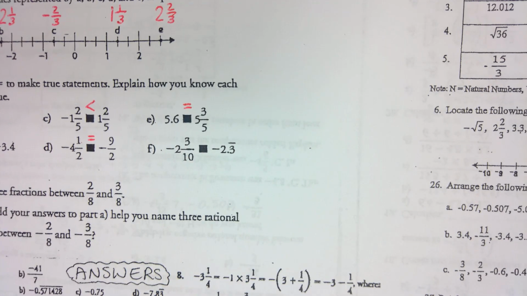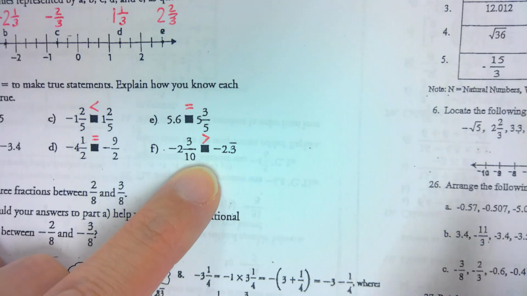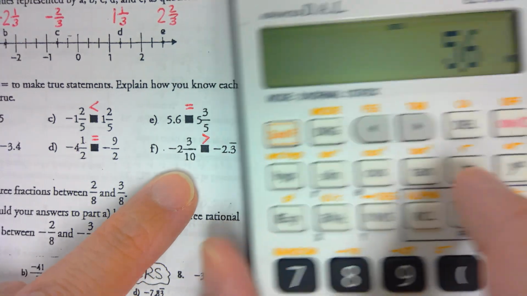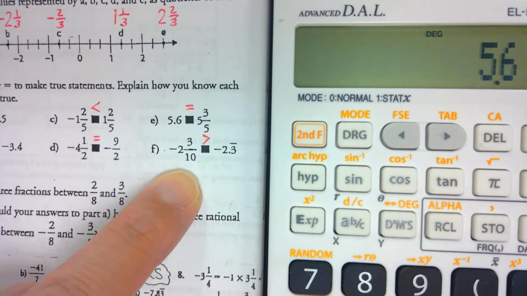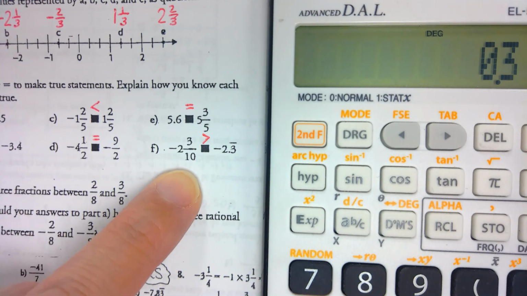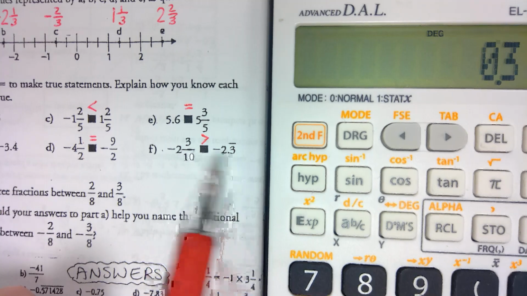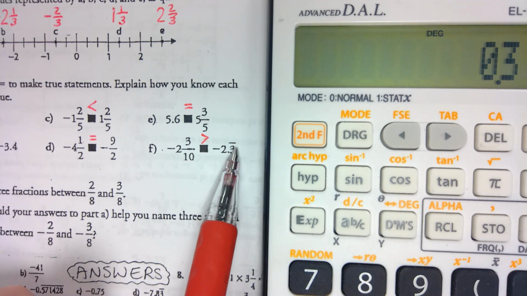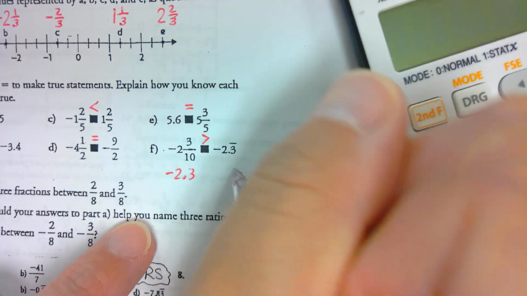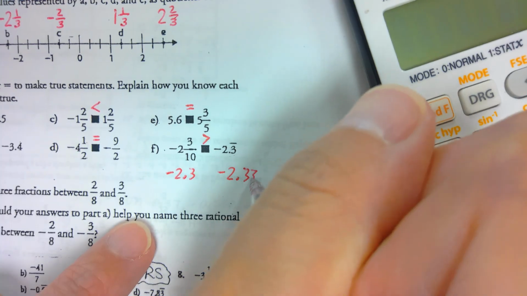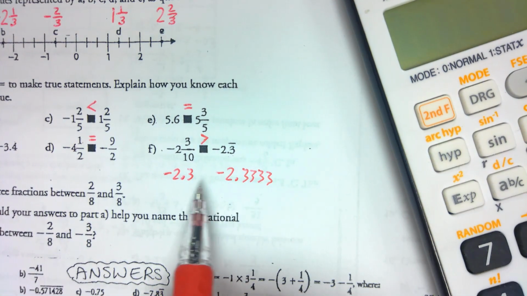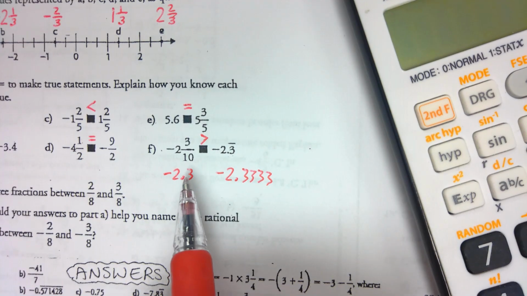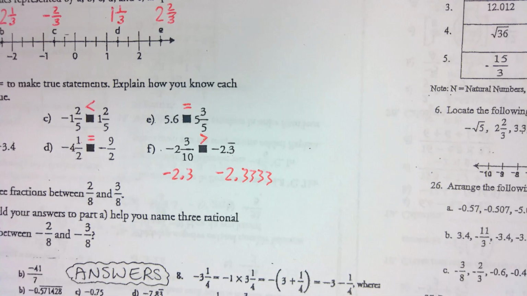F is tricky. Sophia. Greater than. Okay, this is actually very tricky. Why is it? If you do 3 divided by 10, I get 0.3. Is that the same thing? No. This with a line on top means 3, 3, 3, 3, 3, 3. So this is just negative 2.3, and this is negative 2.3333333. So when you compare, this is actually closer to 0 because they're both negative numbers.